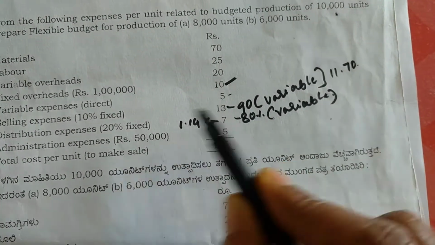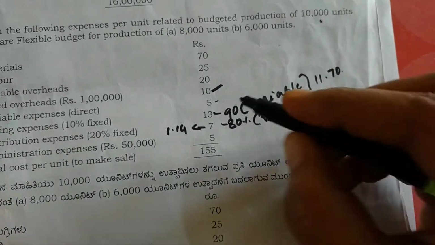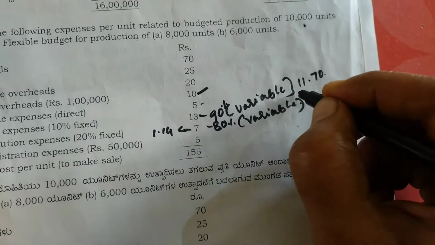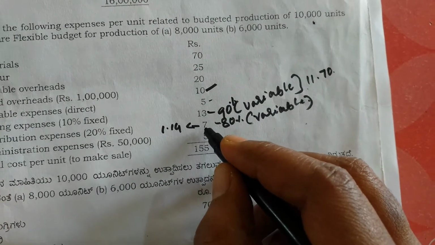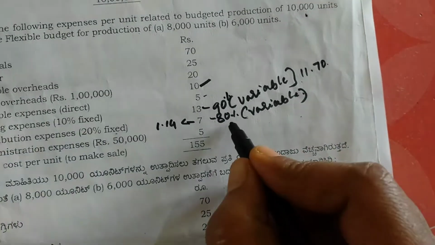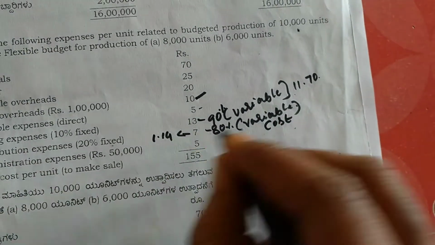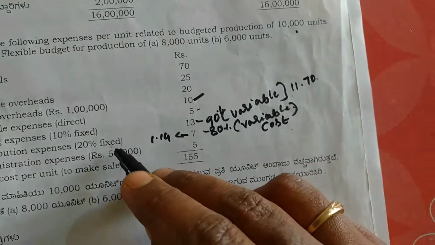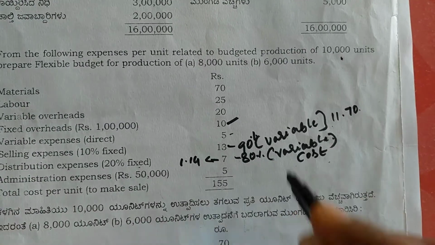So selling expenses total cost per unit is 13 rupees. Out of 13 rupees, 10% is going to be fixed and the remaining 90% is going to be considered as variable cost. Whereas in the next, distribution expenses, 7 rupees, out of 7 rupees, 20% is fixed cost and the remaining 80% is going to be considered as variable cost. We have to calculate the cost per unit, fixed as well as variable, separately. That is another condition in the problem.